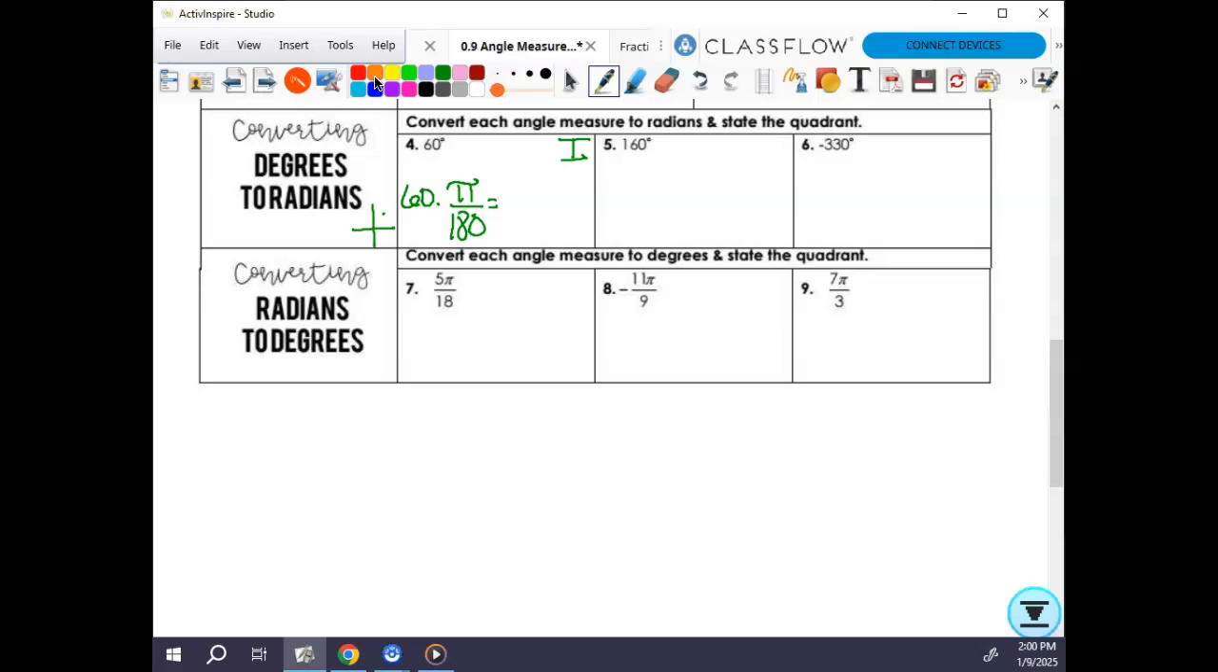So then I'm going to reduce before I multiply. I can knock the zeros out. How many times does 6 go into 18? 3. So is my answer 3 pi? No, it's not. Can you see somebody making that mistake?